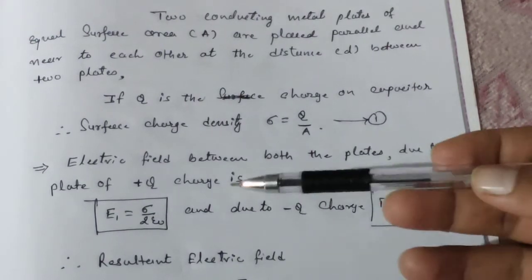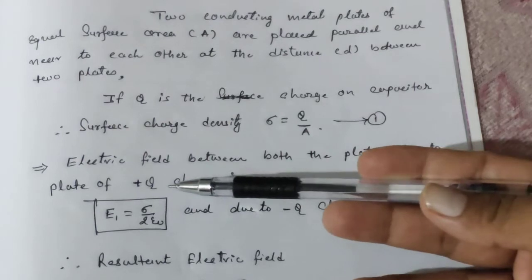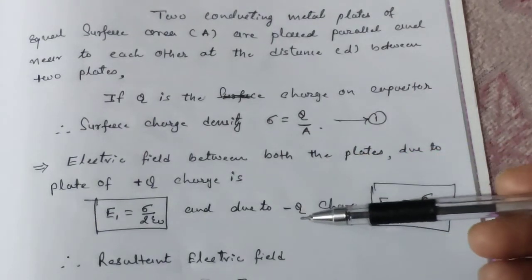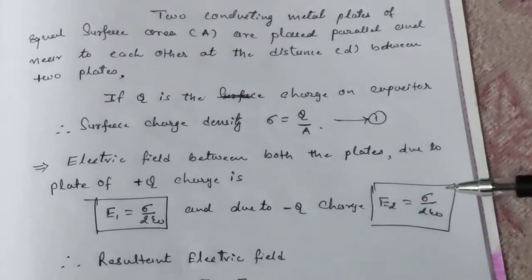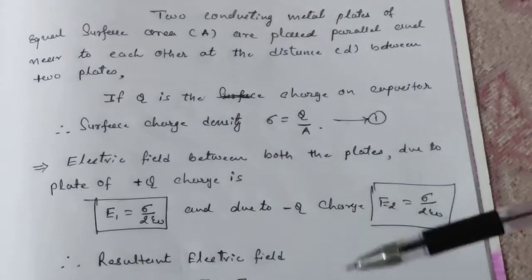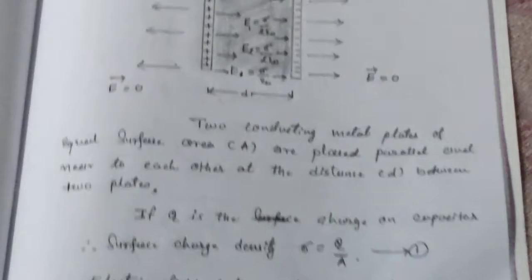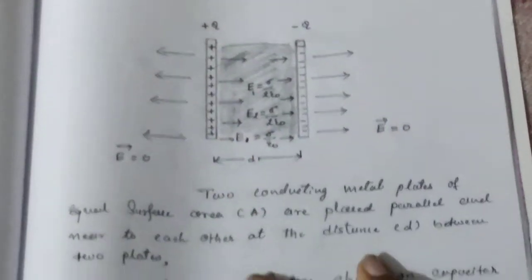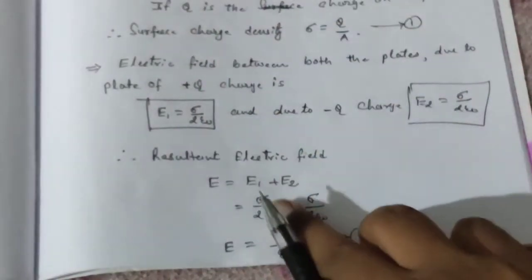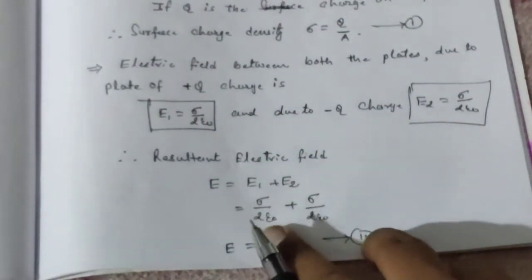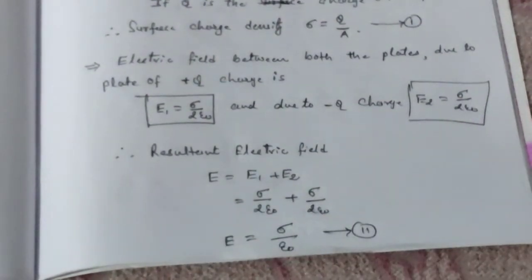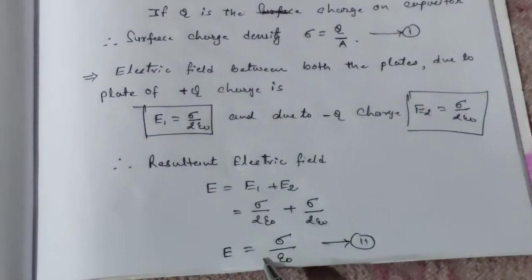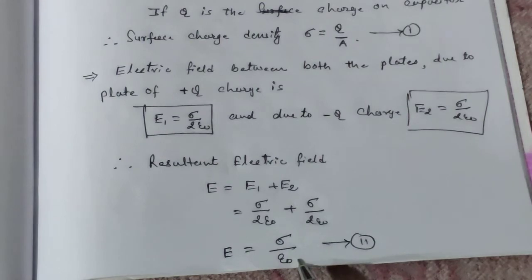Now, as you know, an electric field is produced. The electric field between both plates due to the positive plate is sigma upon 2 epsilon naught, and similarly due to the negatively charged plate it is sigma upon 2 epsilon naught. So the net electric field produced between these two plates is E1 plus E2, which is sigma upon 2 epsilon naught plus sigma upon 2 epsilon naught. So the resultant electric field between the two plates is sigma upon epsilon naught.